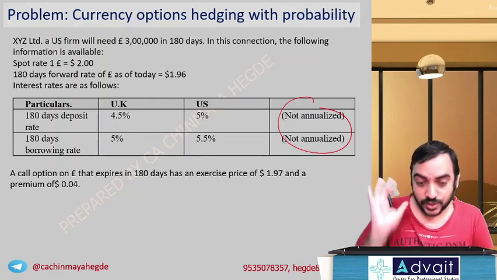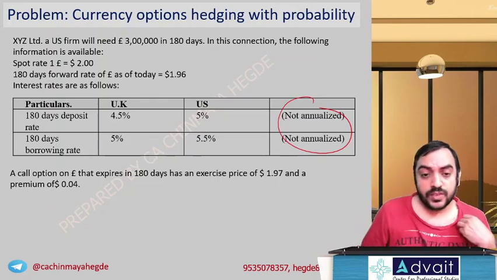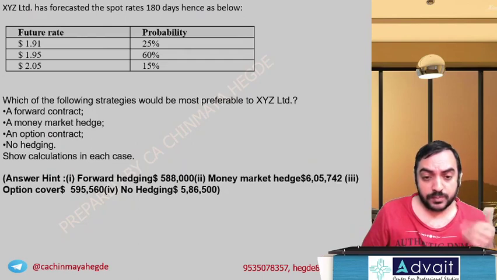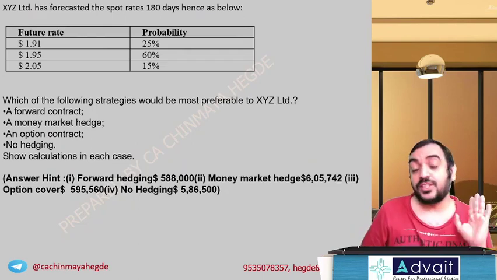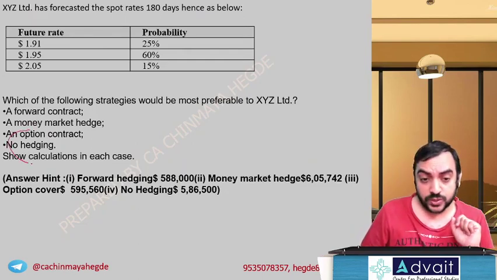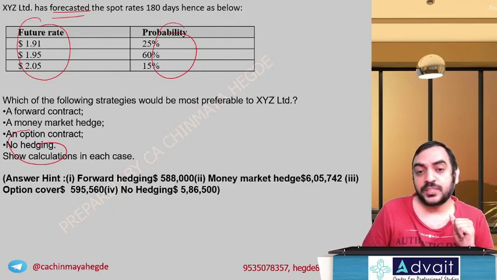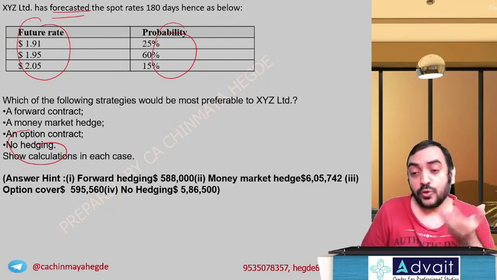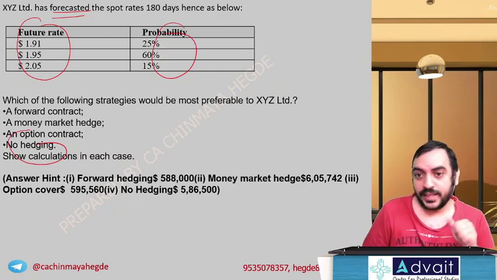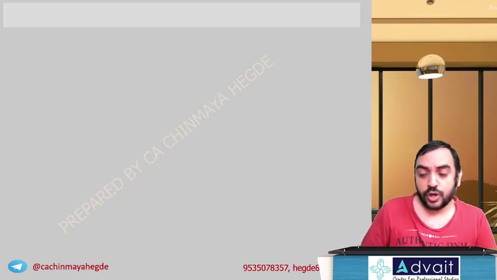That's my recommendation. Anyway, so we are having forward contract, money market hedge, option contract, no hedging. This situation is also there because they have forecasted what could happen to future rates on the expiry date. So we can know the expected amount based on probability, the expected spot rate. Okay, so let's do 4 options.